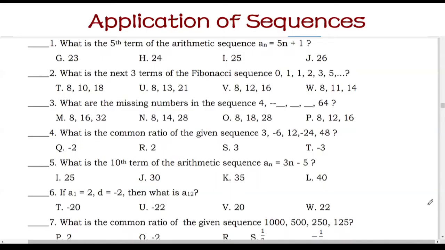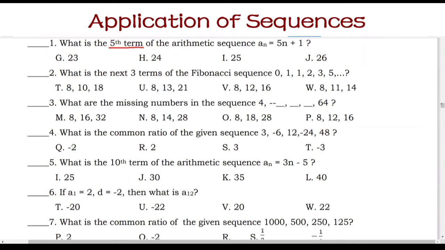Okay, bago tayo magsagot ng mga word problems on arithmetic and geometric sequences, sagutan muna natin ang mga multiple choice questions na ito. Alright? Okay, so for number 1, we are looking for the fifth term of the given arithmetic sequence. Madali lang yan kasi it's a matter of substitution. So we are looking for a sub 5. All we have to do is to replace n by 5. So we do 5 times 5, plus 1. All right, so we simplify.